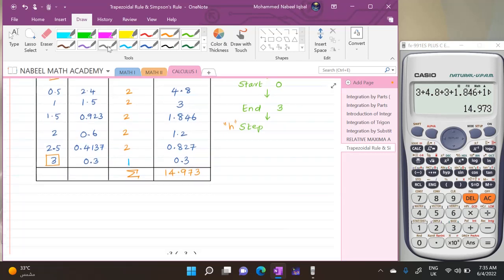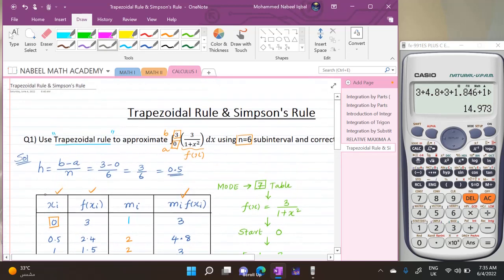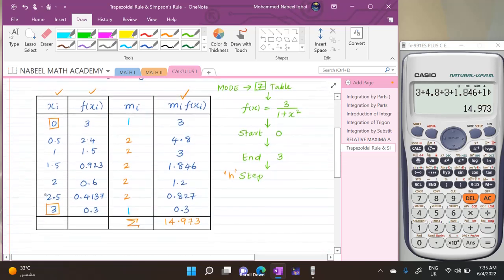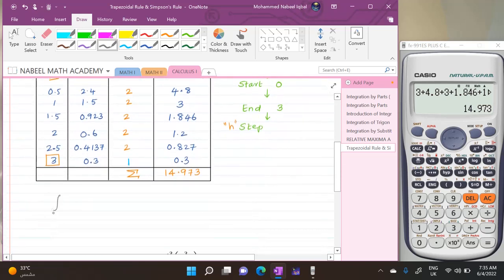Now the formula for the trapezoidal rule. So the given integral, I will assume it as I, or you can write it the integral 0 to 3 over 1 plus x square dx. It can be written as h over 2 into the sum. So this is the formula for trapezoidal rule. So all the values are there. I will substitute the values.